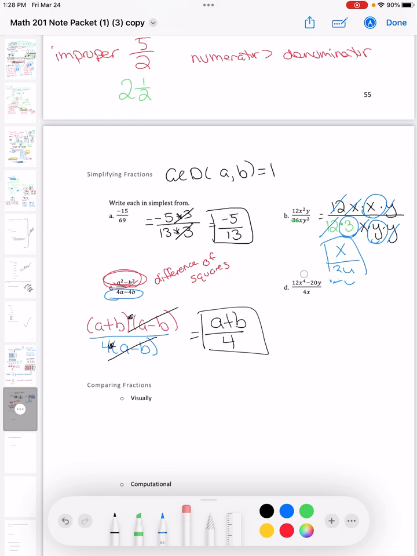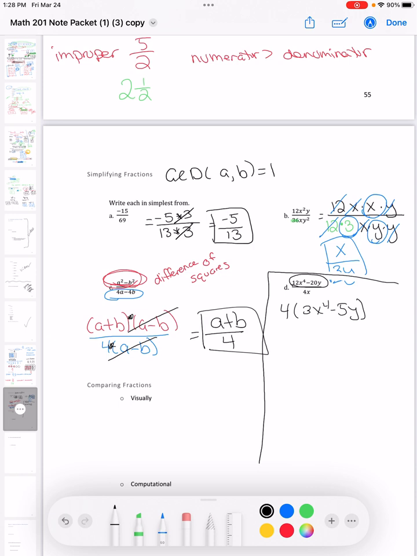Last one. Let's take a look at D here. And for D, I'm going to do a GCF out of the top. So I'm going to do the greatest common factor of 12x to the fourth minus 20y. The greatest common factor for 12 and 20 is 4. So I'm going to factor out a 4. That would leave me with 3x to the fourth minus 5y, because 4 times 3 is 12 and 4 times 5 is 20.